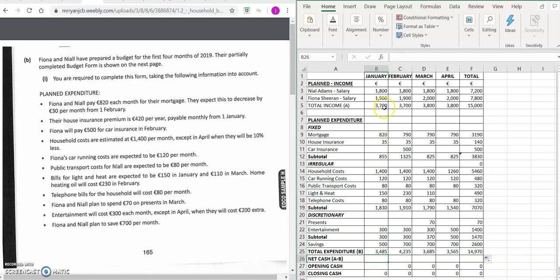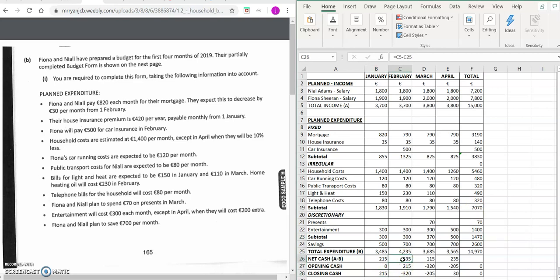Your net cash then is your A, so it's going to be your income take away your expenditure. It's going to take each one of those away from each other, and you're going to find the total for each column going across. We don't have any opening cash in this question, so I'm just going to put 0 in. So that's going to give us 215. Remember, your closing cash for 1 month is the opening cash for the next.